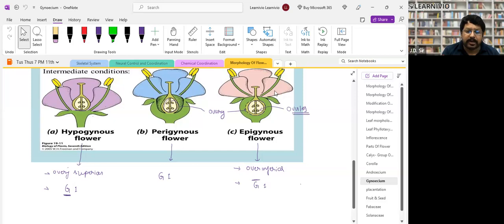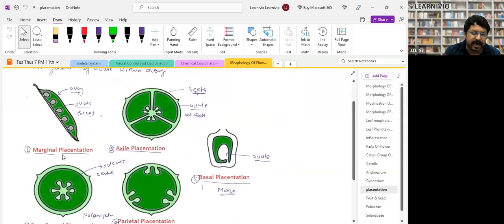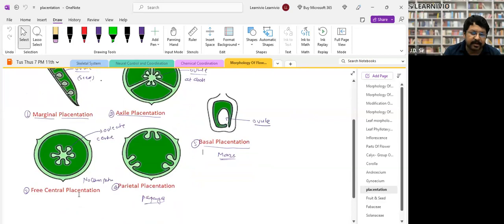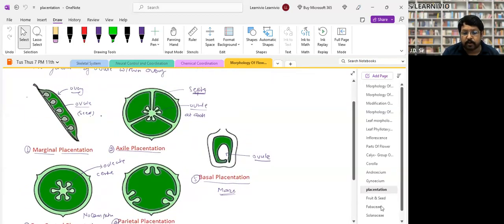If the ovary is below and the rest of the parts, sepals, petals and others, are at a superior position, this is called ovary inferior. There will be a dash above the G. So these are the symbols. Placentation: I have told you marginal, axile, free central, parietal. This is very, very important. You can get a question from placentation.